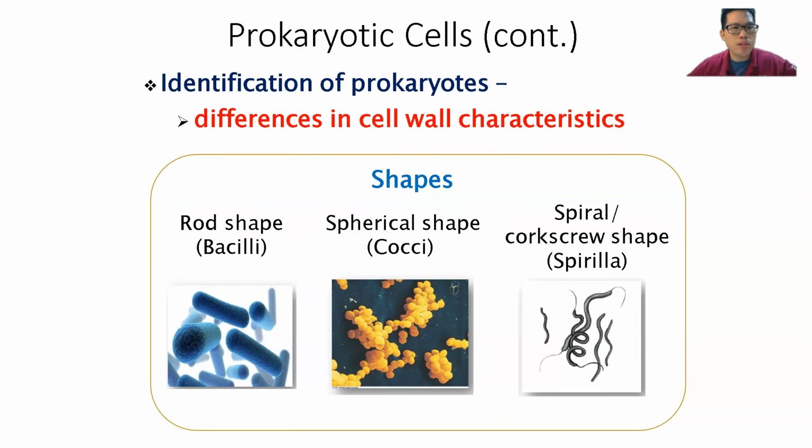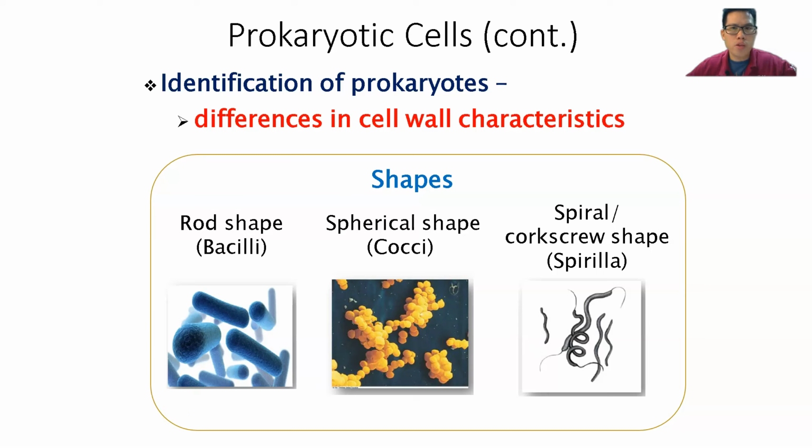As I mentioned just now, there are many different types of bacteria. We can differentiate these bacteria based on their cell wall characteristics and their shape, whether they are rod shaped, cocci shaped, which is the circular shape, or sometimes a spiral shape. In your microbiology subject later on you're going to learn more on this, but now it's just an introduction to the cells.